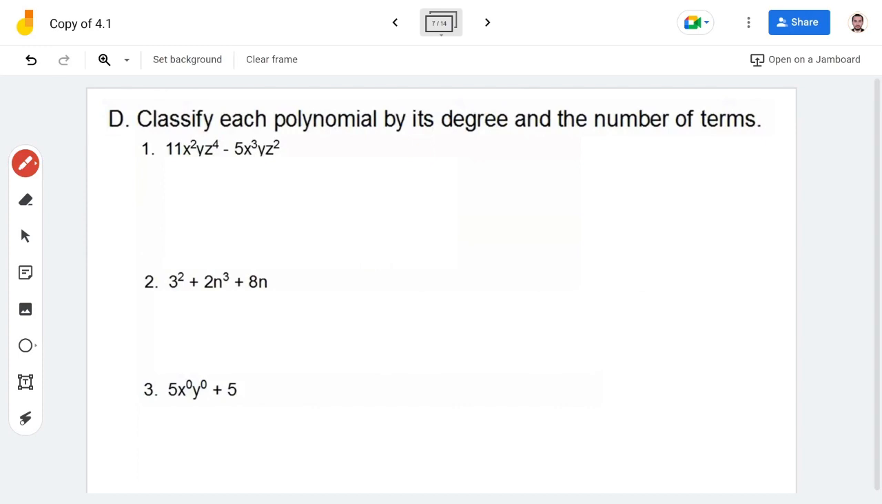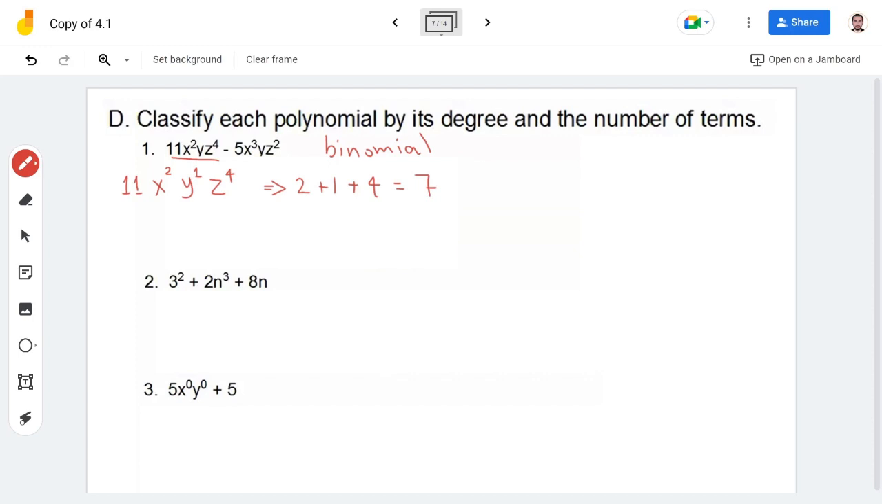So now here we have this binomial, right? So this one is a binomial. We have this part here: 11, x to the power of 2, y to the power of 1, and z to the power of 4. So now just add the powers.